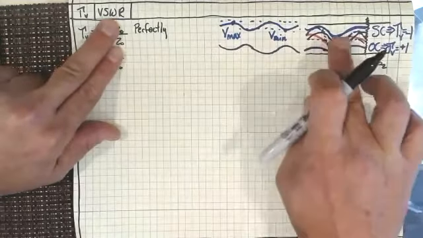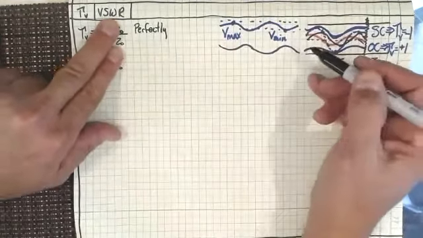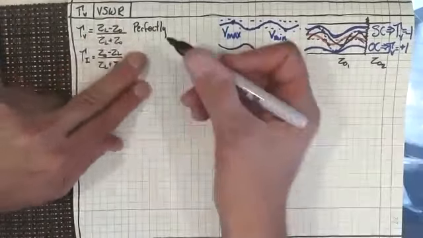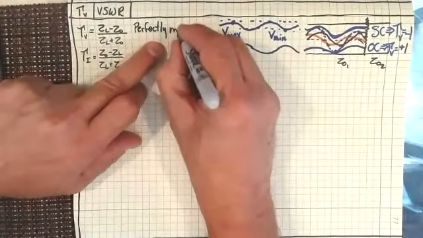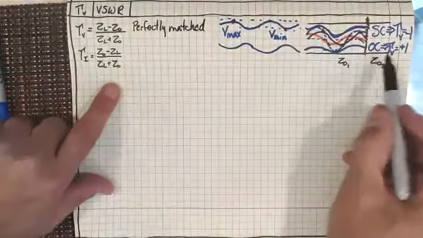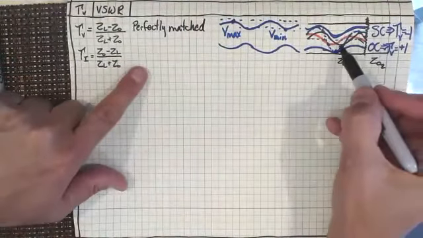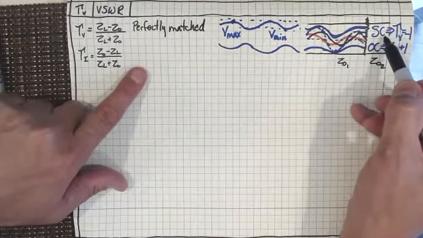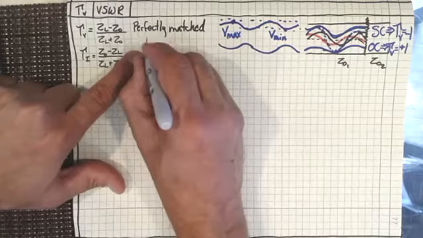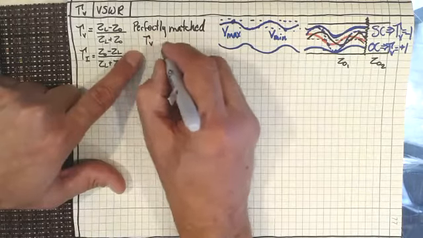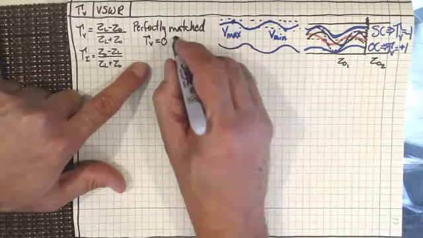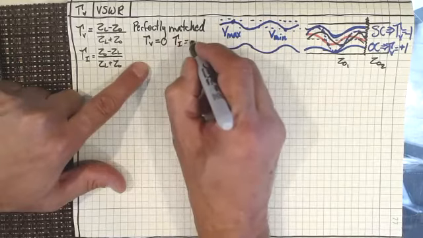There would be no envelope around it with a V min and a V max. V max and V min would be exactly the same because there would be no reflection. So for a perfectly matched line between these two boundaries, 50 ohm hitching up to a 50 ohm coaxial cable, 75 ohm hitching up to a 75 ohm, we would have a reflection coefficient of 0 for both the current and the voltage.